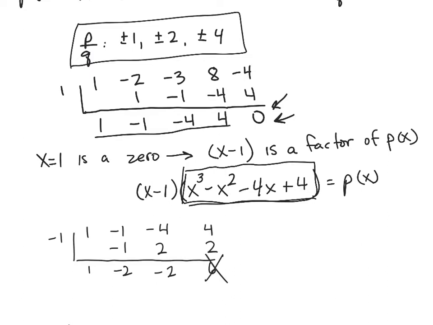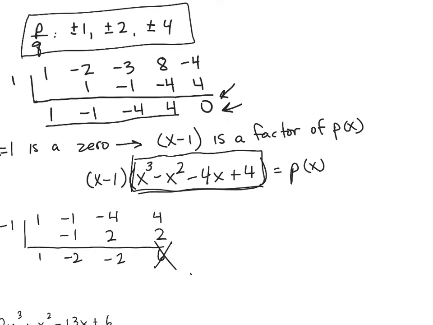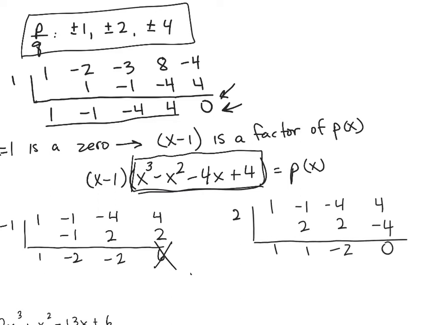And that's not a remainder of 0, so I know -1 doesn't work. So I could try +2. Okay, so we have our remainder of 0. So what this means is now we found another 0, x equals 2 is a 0, which also means x minus 2 is a factor.